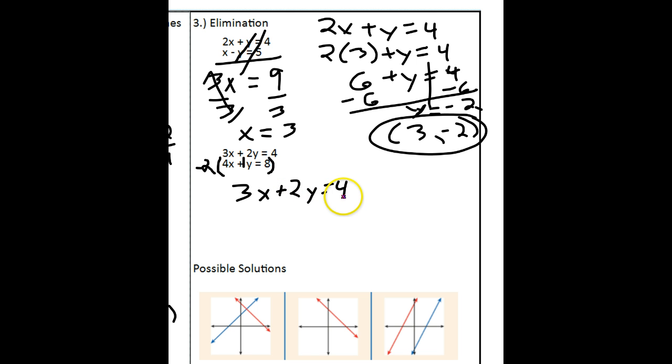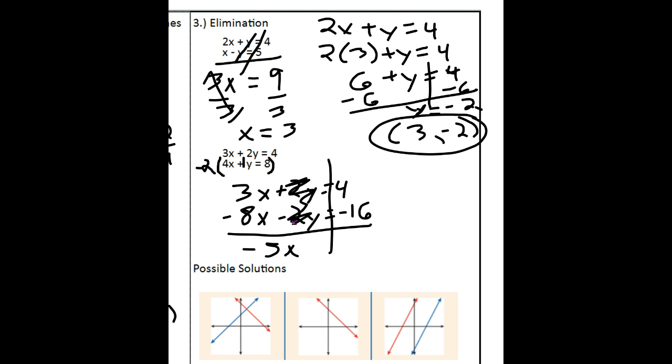So I'm going to have 3x plus 2y equals 4. And when I multiply by negative 2, I'm going to end up with negative 8x minus 2y equals negative 16. I line up my x's, line up my y's. 3x minus 8x is negative 5x. And 2y plus a negative 2y cancel each other out. I no longer have any y's to worry about. And 4 minus 16 is negative 12.